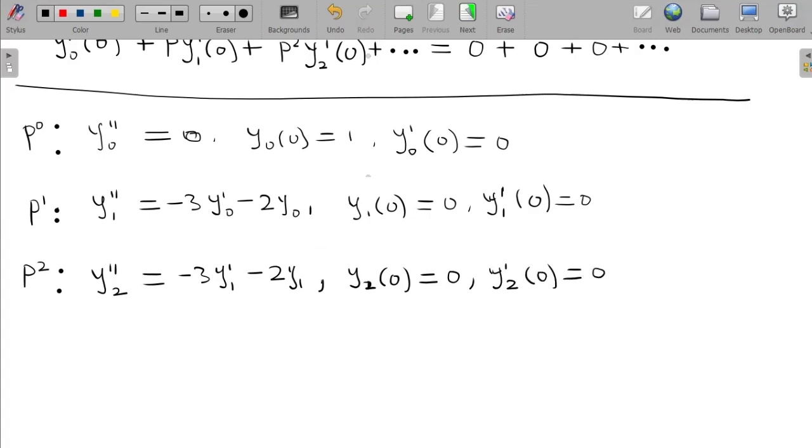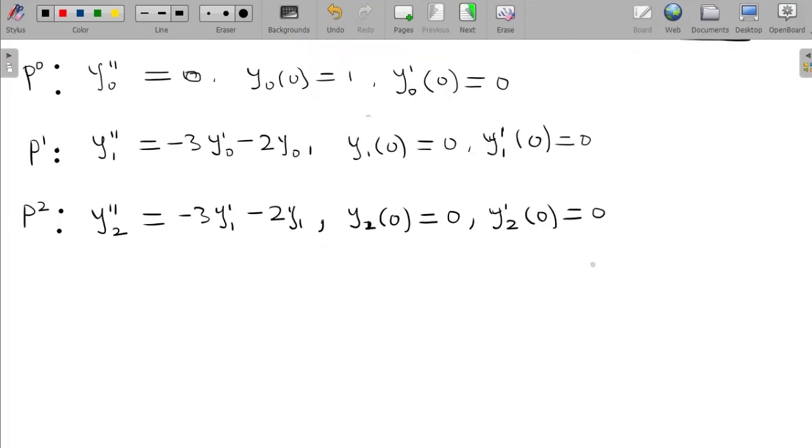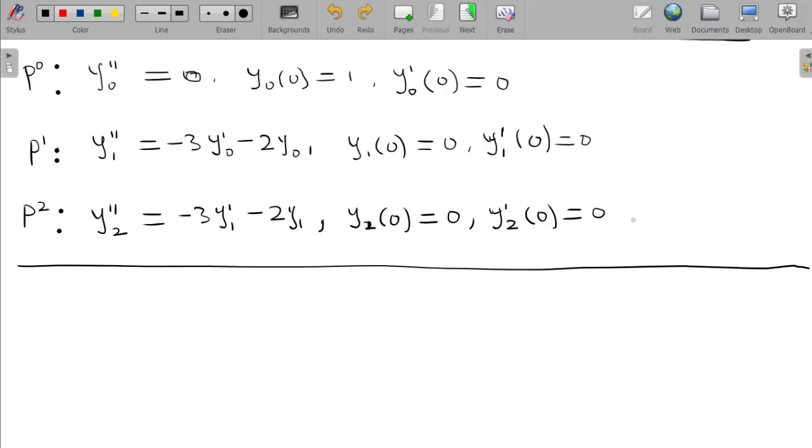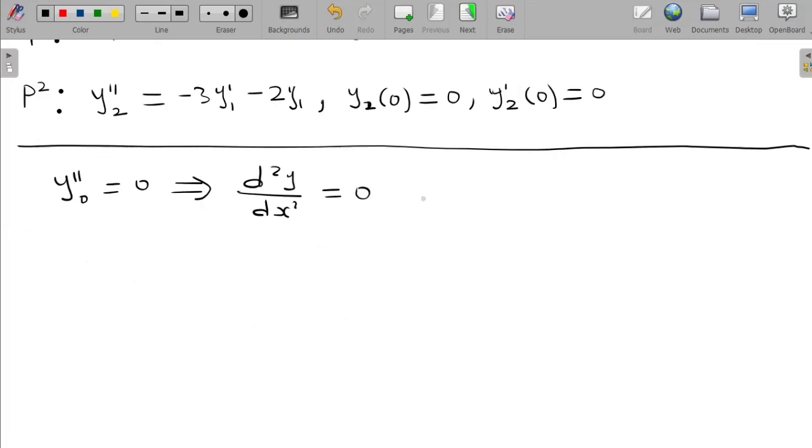So we can continue like that until we obtain as many terms as possible. Let's begin from the first one. y double prime naught equal to 0. This is the same thing as d squared y naught over dx squared equal to 0. If we integrate this for the first time, we are going to obtain dy naught over dx equal to 0 plus constant C1.